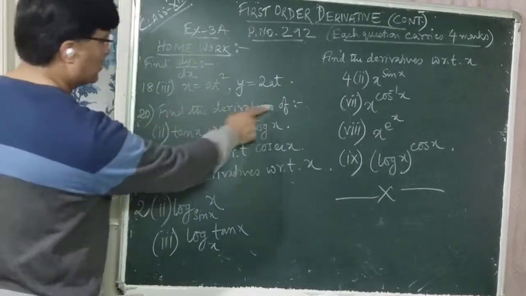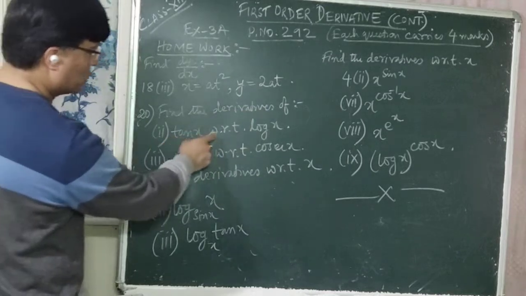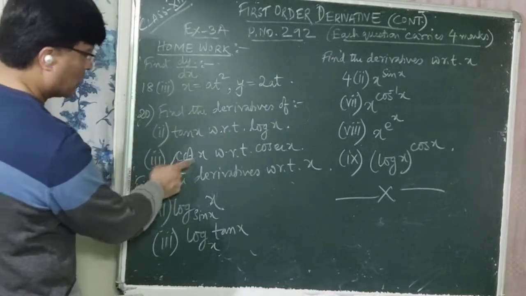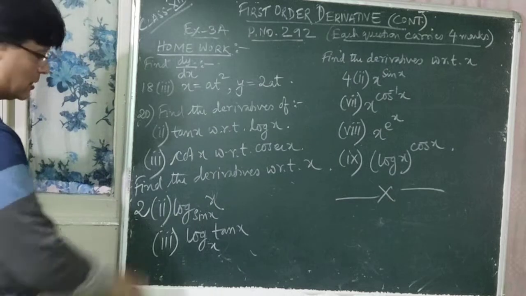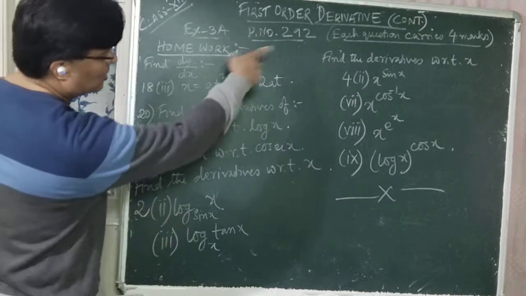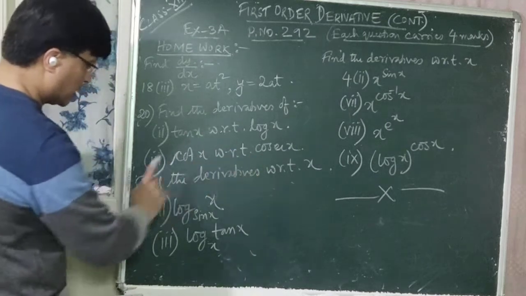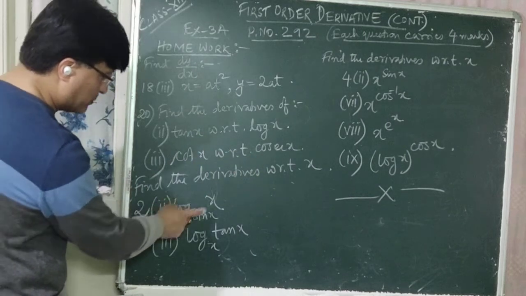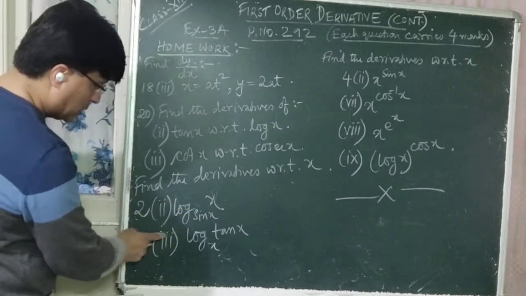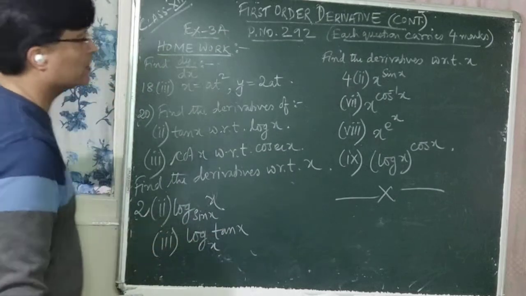And number 20, find the derivatives of number 2 and 3: tan x with respect to log x, and number 3, cot x with respect to cosec x. And this is from the next section, each question carries 4 marks. Find the derivatives with respect to x. Number 2 is log x base sin x. Number 3, log tan x base x, okay.